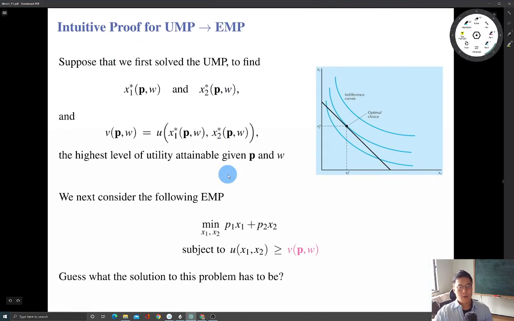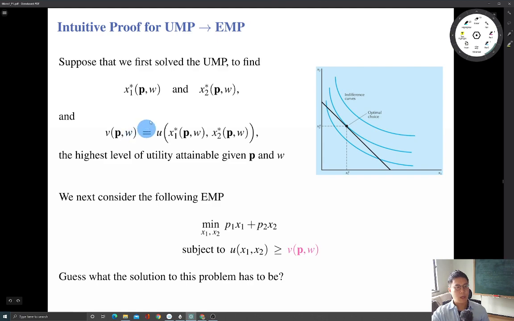So to prove that, we are going to work with just two commodities. Suppose that there are just two goods. And we formulate a UMP and solve it, to find out the Walrasian demand for each commodity. So the Walrasian demand for good 1 and Walrasian demand for good 2. And then we substitute into the utility function and obtain the indirect utility.